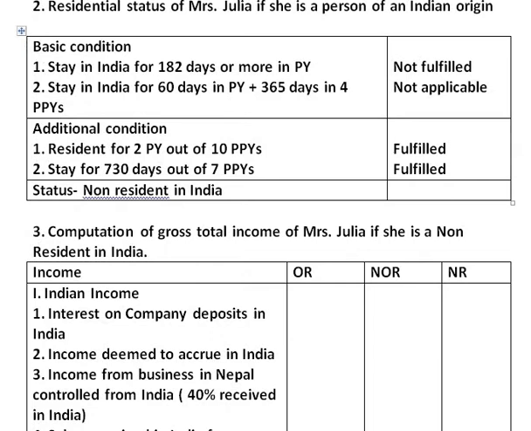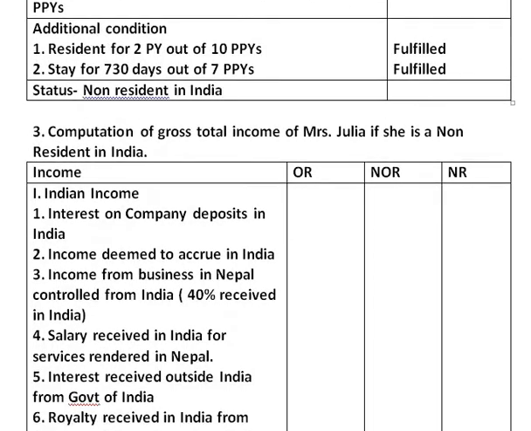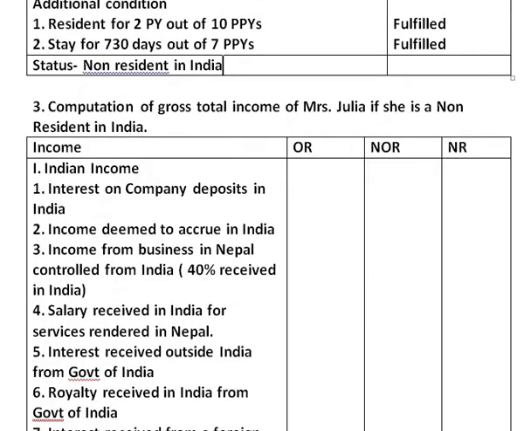I hope you have understood the difference. Coming to the last point, computation of gross total income of Mrs. Julia if she is a non-resident in India. To find out gross total income, we have to make 4 columns. First column is income. Second, if she is ordinarily resident. Second, if she is not ordinary resident. Third, if she is non-resident.